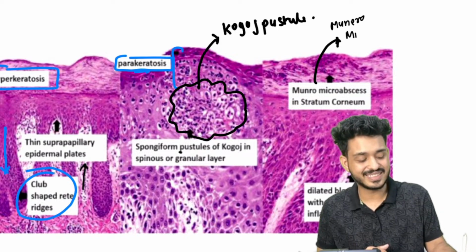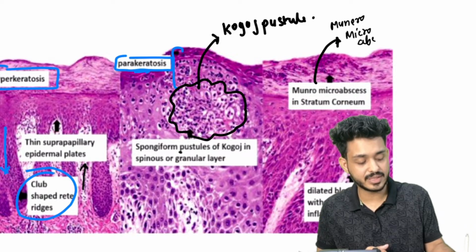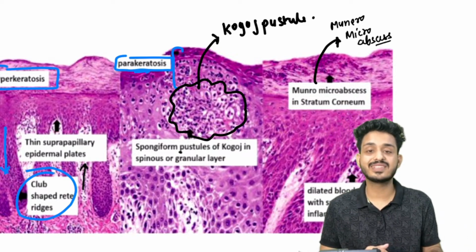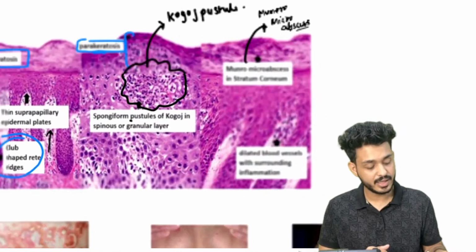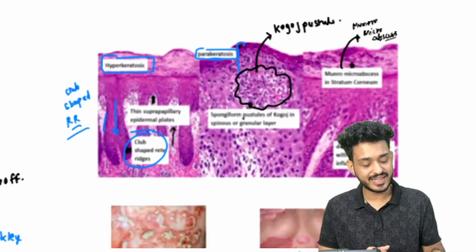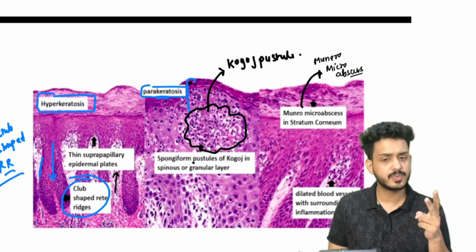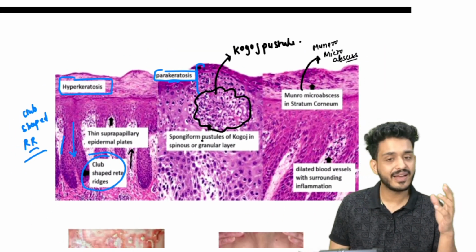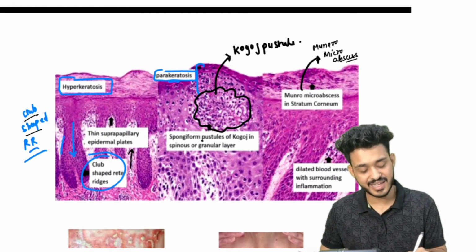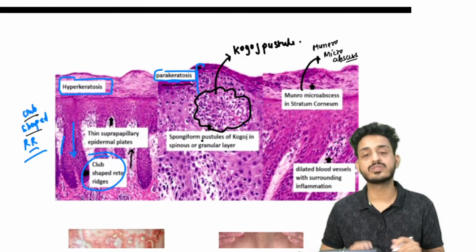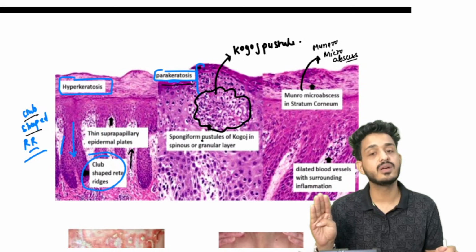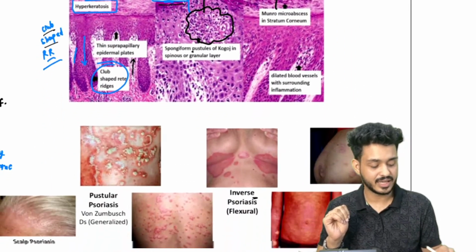Munro microabscess. This is known as Munro's microabscess. So these are the two types of abscesses that you will be finding here. These are the important points that you have to remember: Munro's microabscess, Kogoj's pustule, club-shaped rete ridges, and parakeratosis. These four features, if you remember, your life will be easy.